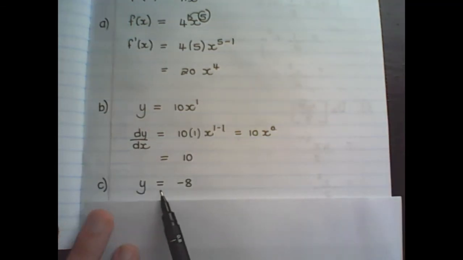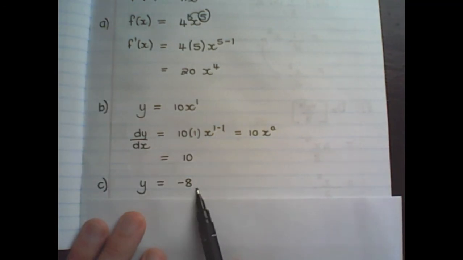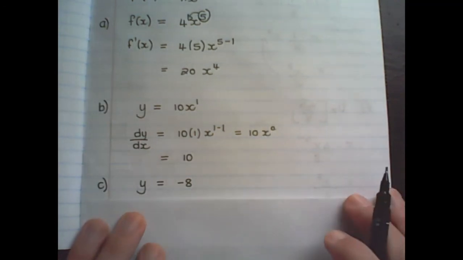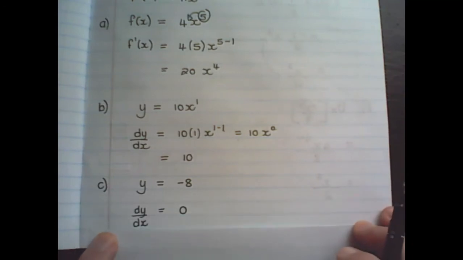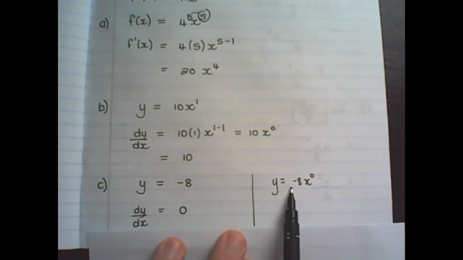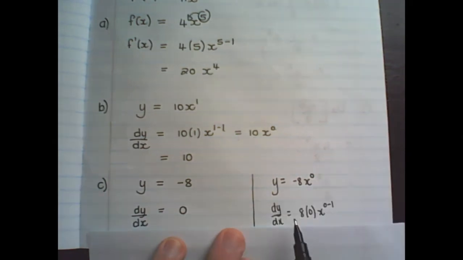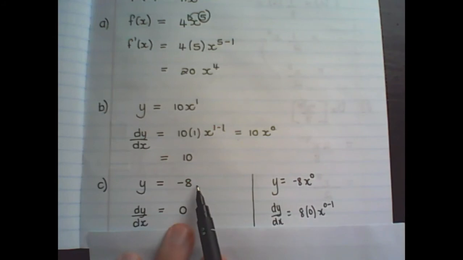In our next example, we have y equals negative 8. Notice there is no x value. So the derivative is 0. You can also see it in this way. y equals negative 8 times x to the power of 0. And now I have negative 8 times 0 for the derivative, which is 0. If you find this too complicated, simply remember, if there is no variable, there is nothing to differentiate.